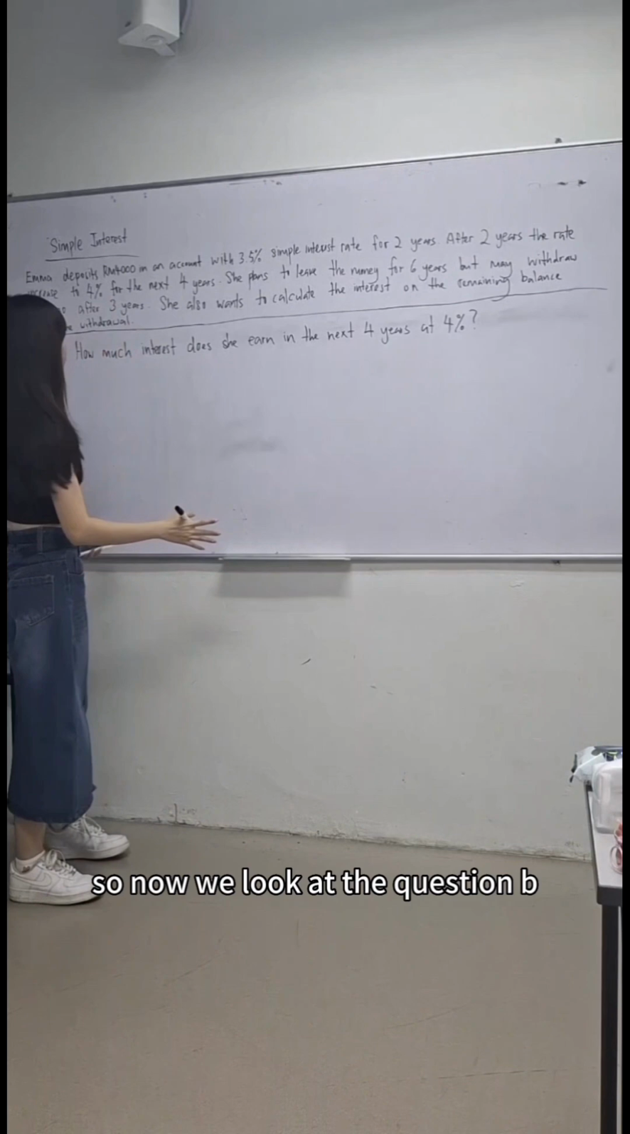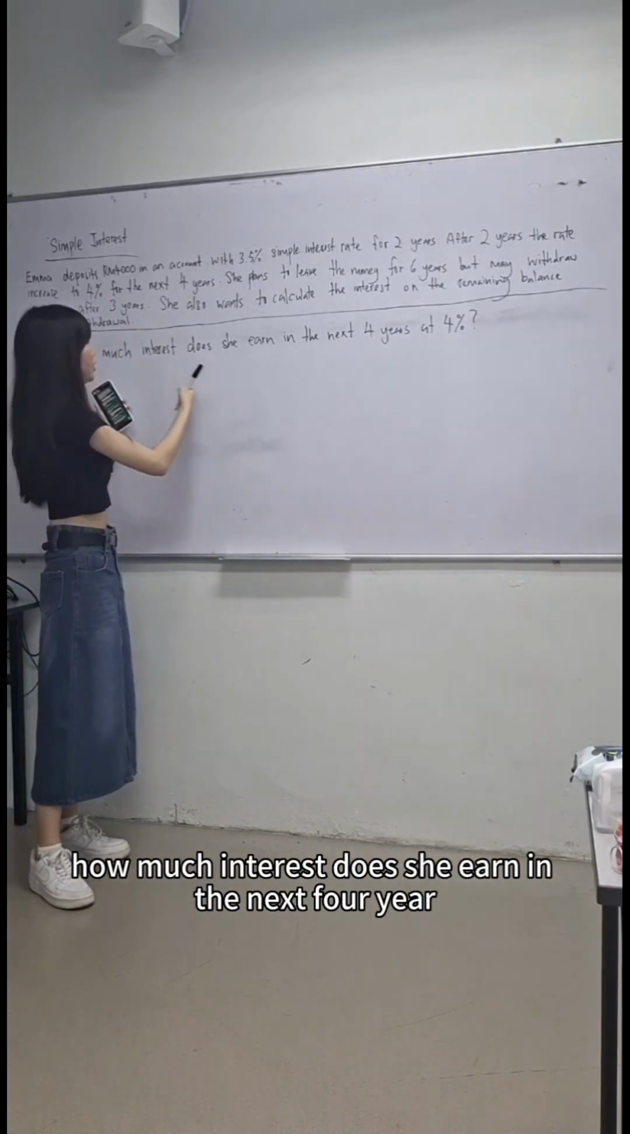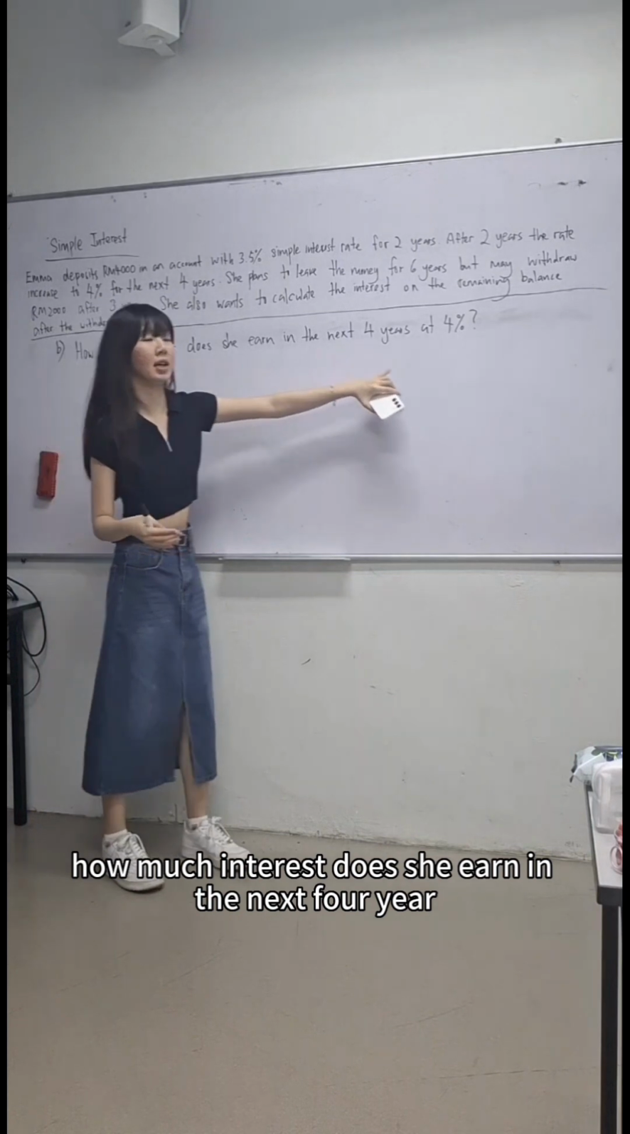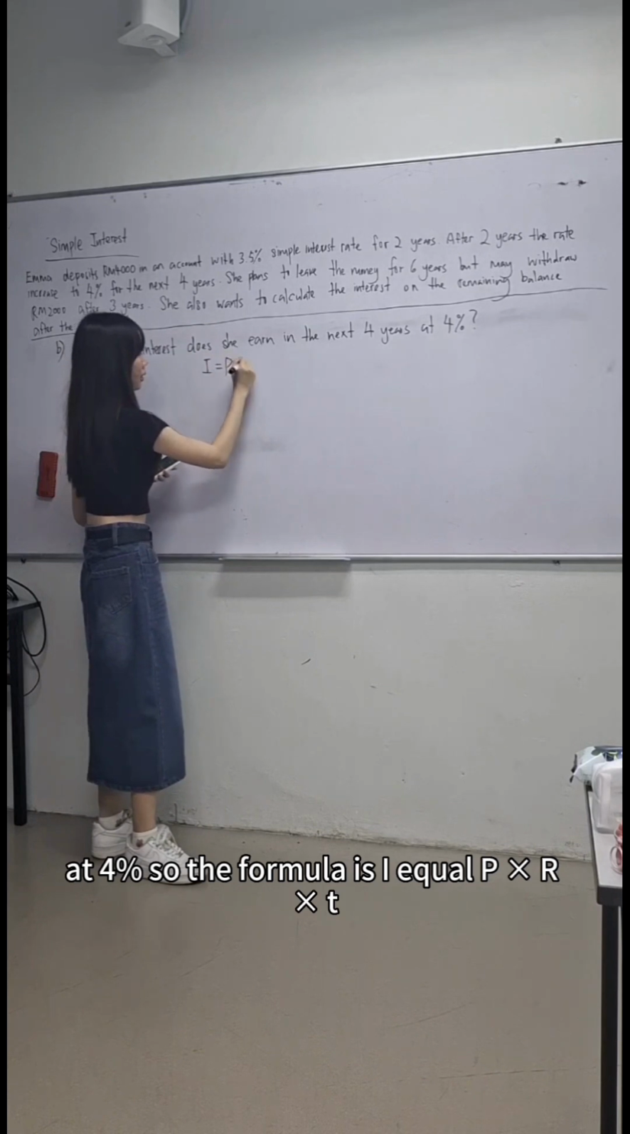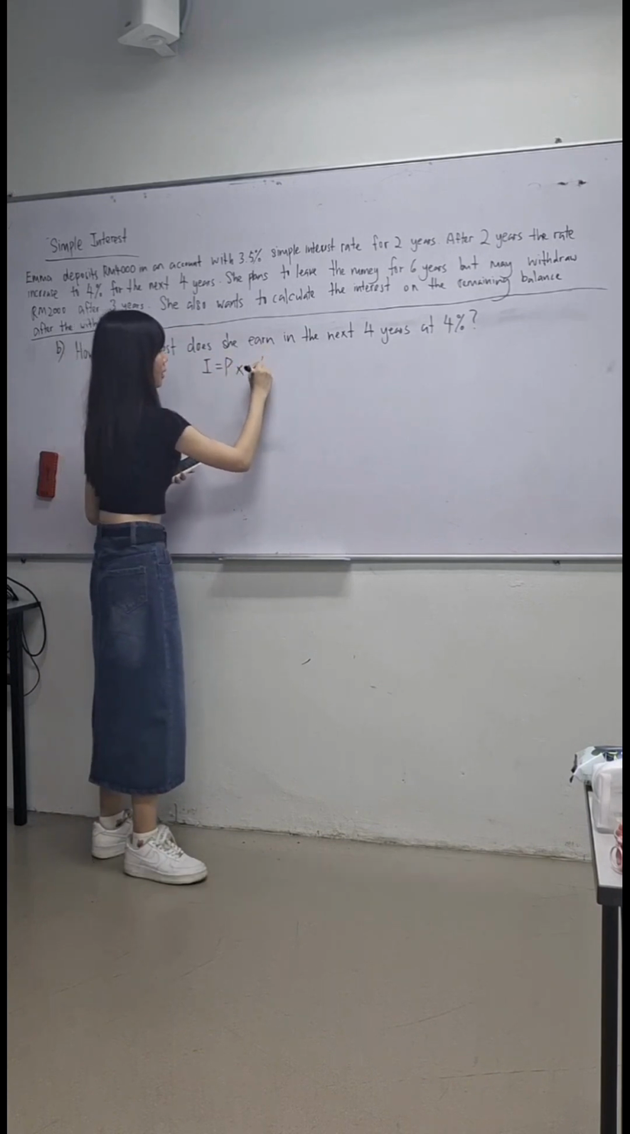So now we look at question B. How much interest does she earn in the next 4 years at 4%? So the formula is I equals P times R times T.